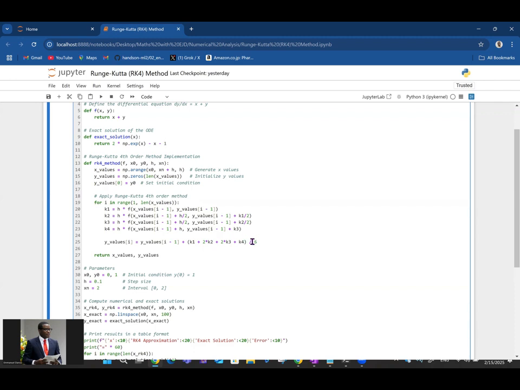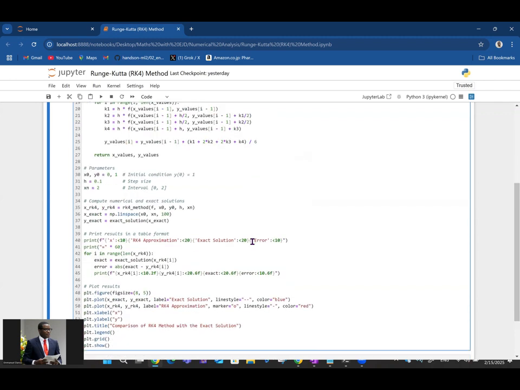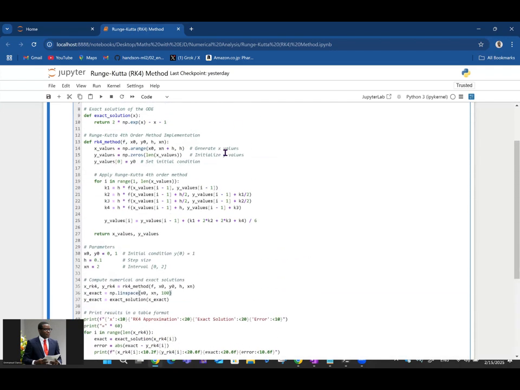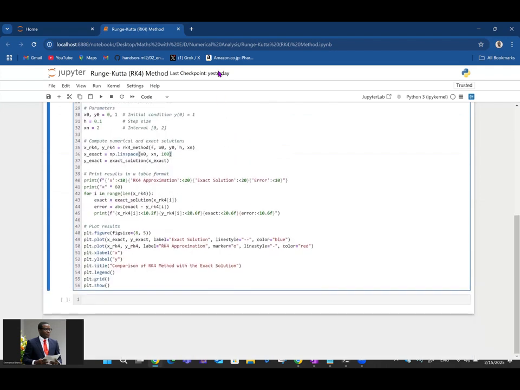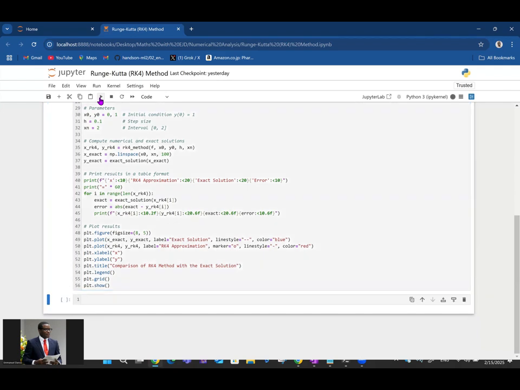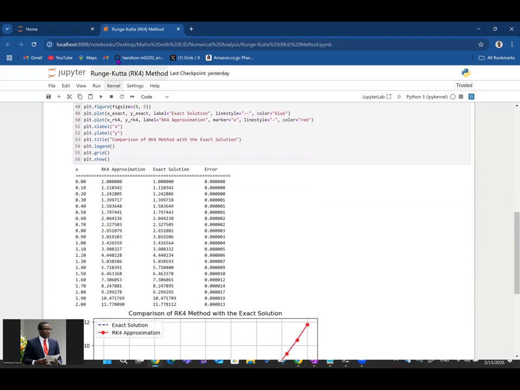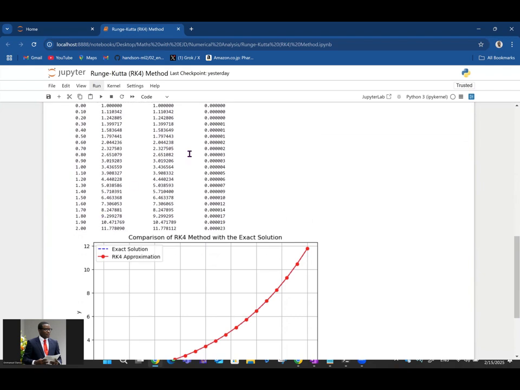So at the end of the day, we now just run this. We run this and then we get our results. So you see, for 0.0, we have 1.000. For 0.1, we have 1.1110342. And we have 0.2, and it goes on like that. So we can do up to 2, all these steps.